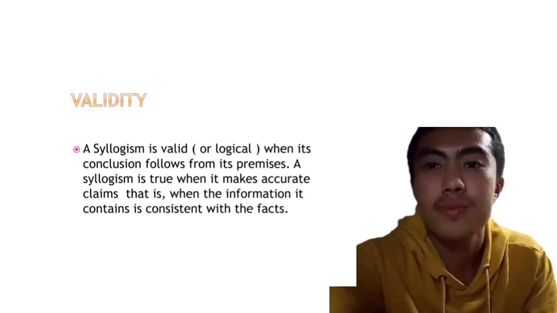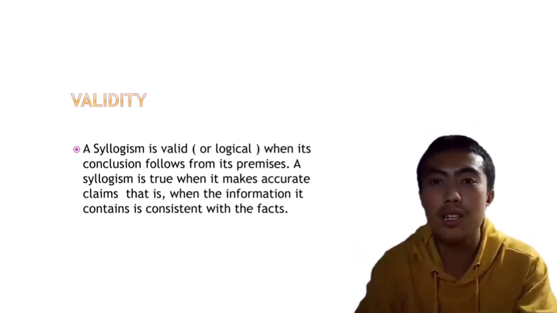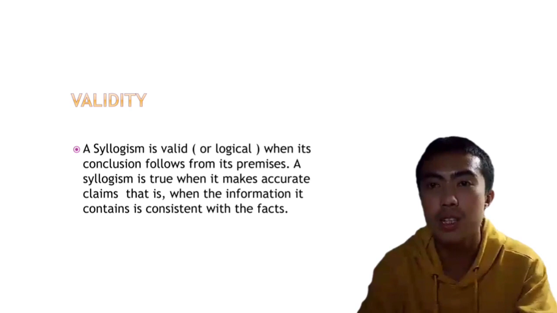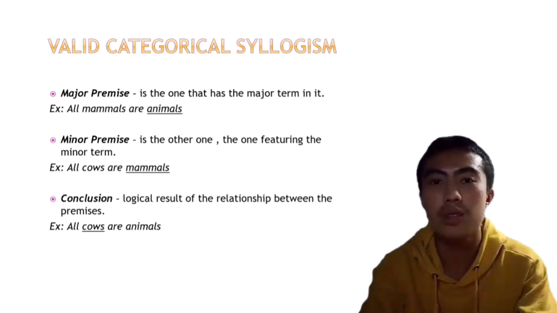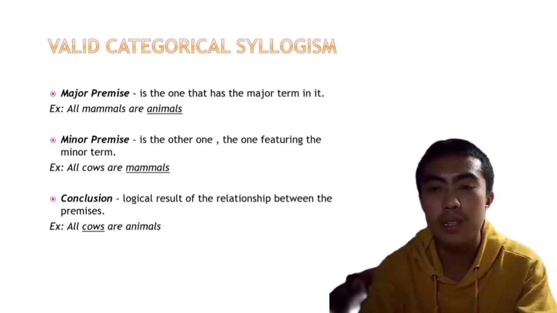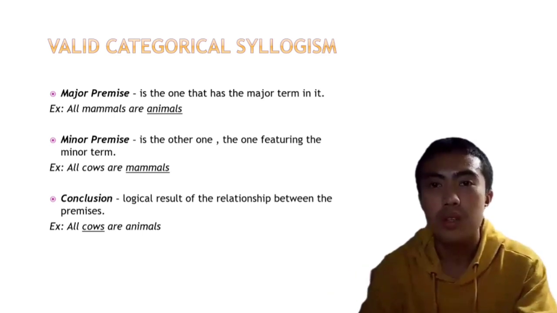Validity. A syllogism is valid or logical when its conclusion follows from its premises. A syllogism is true when it makes accurate claims, that is, when the information it contains is consistent with the facts. Valid categorical syllogism. Major premise is the one that has the major term in it. Second is minor premise, the other one, the one featuring the minor term. The last one is conclusion, the logical result of the relationship between the premises.